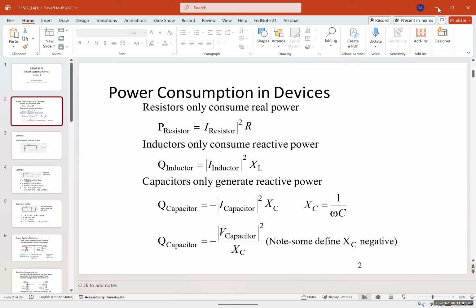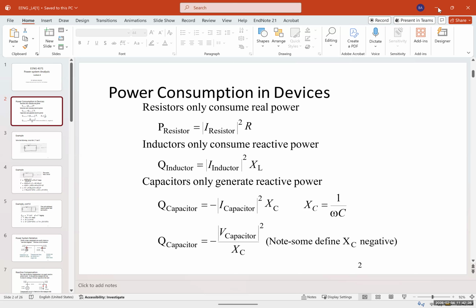As you know, resistors only consume real power. Inductors only consume reactive power. For resistive, PR is going to be I square R, as you solved for the example in the first question. And inductors consume reactive power, and Q for the inductor is going to be I square XL, which is its inductance. And for a capacitor, it only generates reactive power. So Q for the capacitor is going to be negative I of the capacitor square XC.